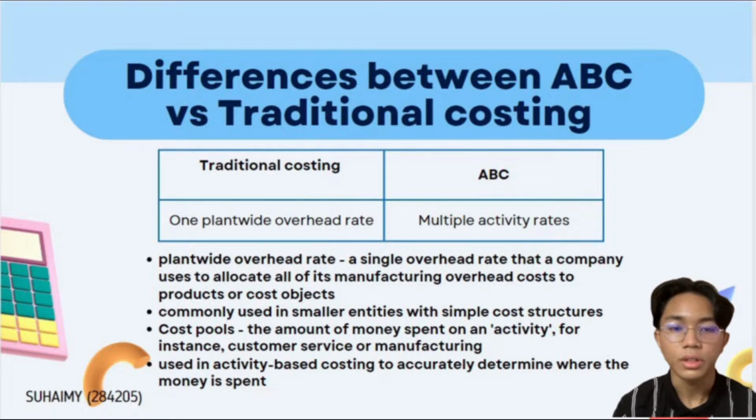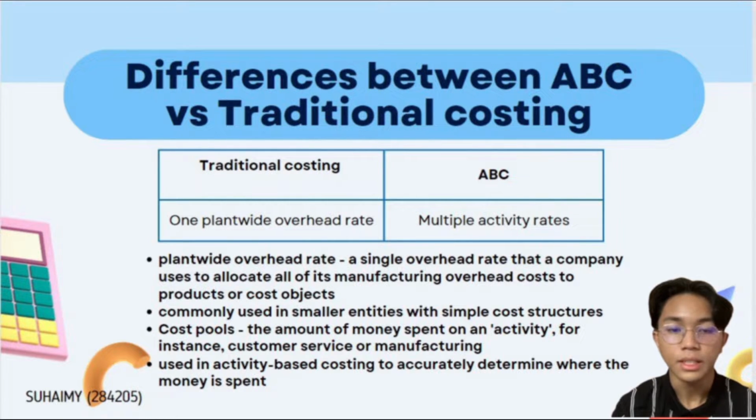I will start with traditional cost accounting, where traditional cost accounting requires one plant-wide overhead rate to calculate the cost. What is a plant-wide overhead rate? The plant-wide overhead rate is a single overhead rate that the company uses to allocate all of its manufacturing overhead costs to products or cost objects. It is most commonly used in smaller entities with simple cost structures.